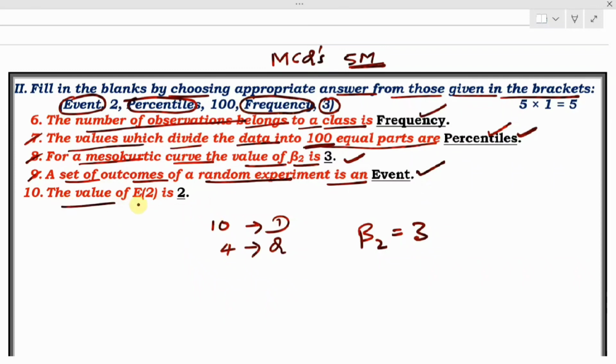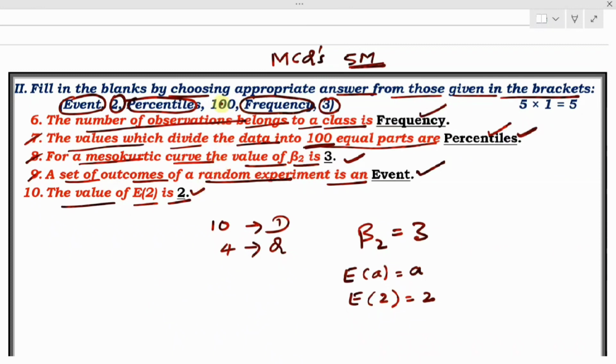Then the value of expectation of 2 is, expectation of any constant is again a constant, in place of that constant, the constant value is given as 2. So expectation of 2 equals 2 again. So 2 has to be written for the 10th answer.